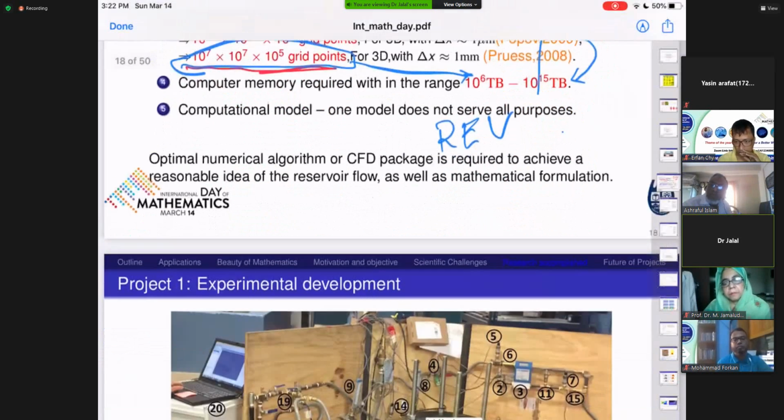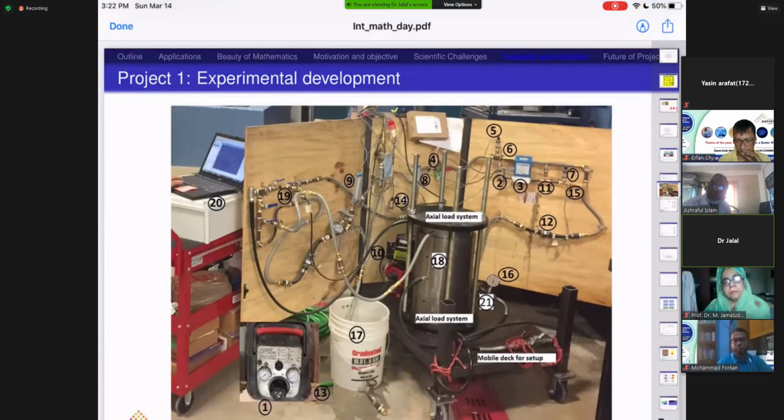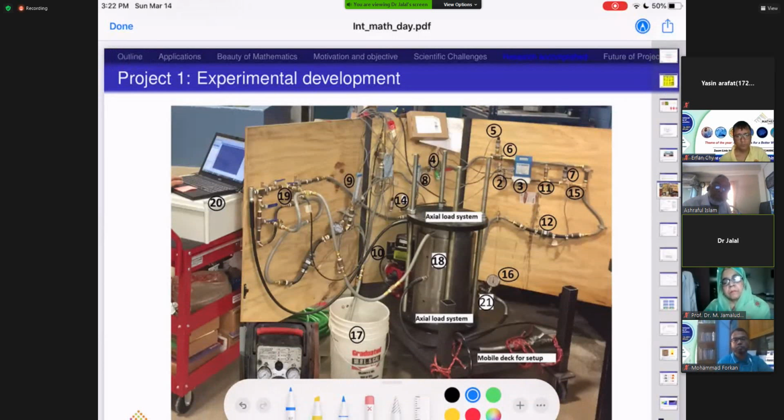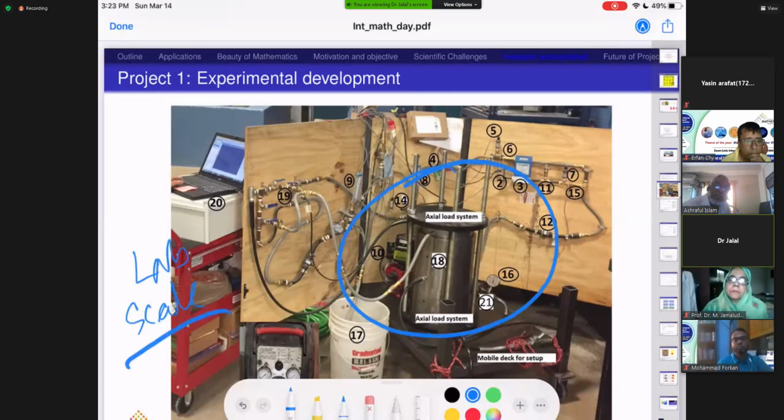Now I am going to the experimental development. Being a mathematician, what we are doing here is developing a reservoir. If you see here, this is the reservoir, but this cannot be a real reservoir. In the lab, we made a reservoir which could be the image of a real reservoir. That means the upscaling. So this is the lab scale of a reservoir.